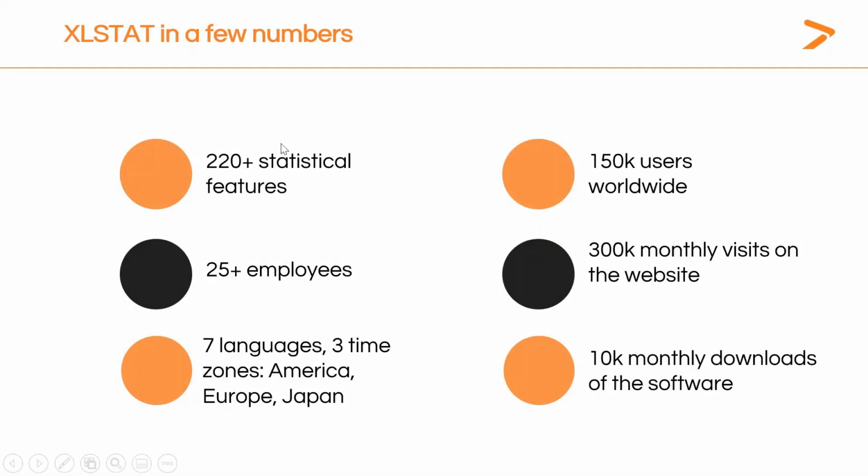In a few numbers, XLSTAT has more than 220 statistical features, more than 150,000 users worldwide, more than 25 employees at your service, and 300K monthly visits on the website. It's available in 7 languages and 3 time zones across the globe. So we have offices in America and Europe, as well as in Japan. There are 10K monthly downloads of the software.